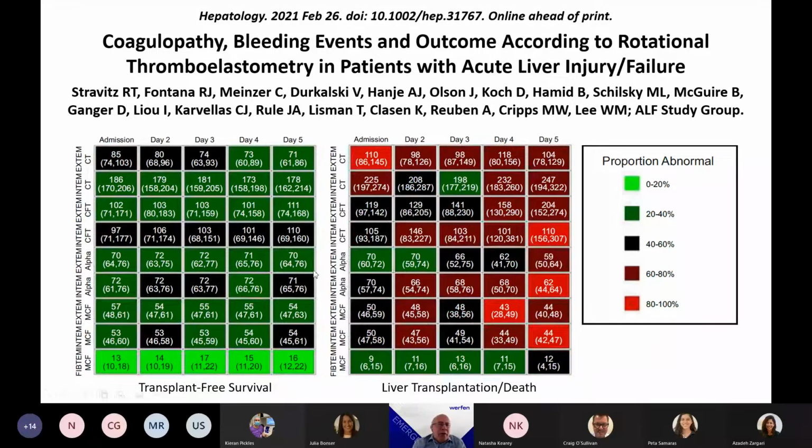And we can look not only at the risk of bleeding, we can also look at outcome. So here again, you see on the left side the transplant-free survival, the patients who survive and don't need a liver transplantation. On the right side you see much more red and black. That's the pattern of patients who finally don't survive or need a liver transplantation to survive.